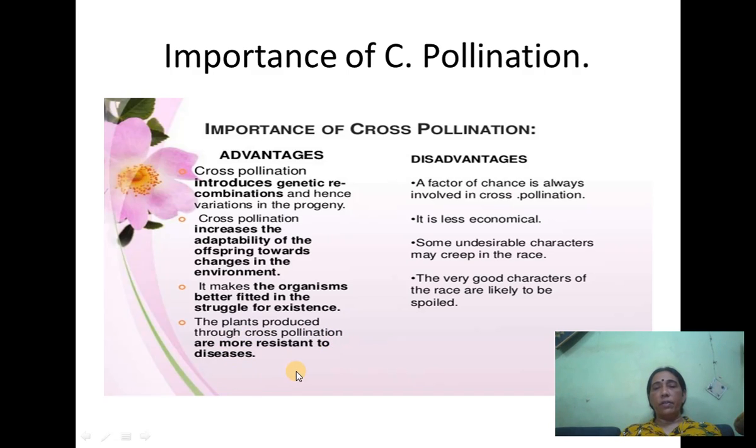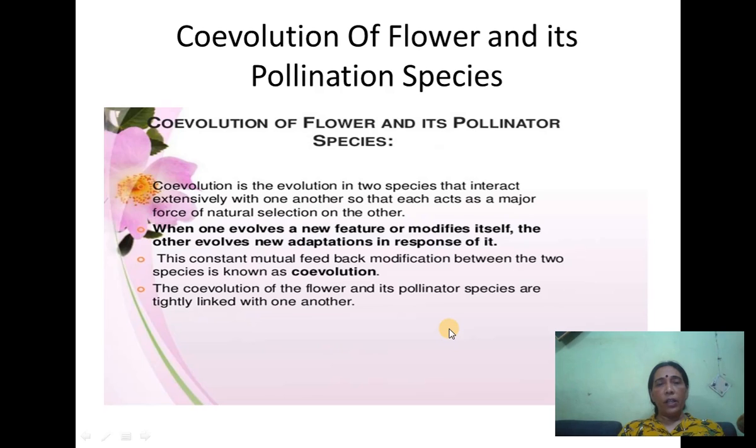resistant to diseases. Some of the disadvantages are that a factor of chance is always involved in cross-pollination. It is less economical. Then some undesirable characters may creep into the race, and the very good characters of the race are likely to be spoiled. Now, these are some of the disadvantages.